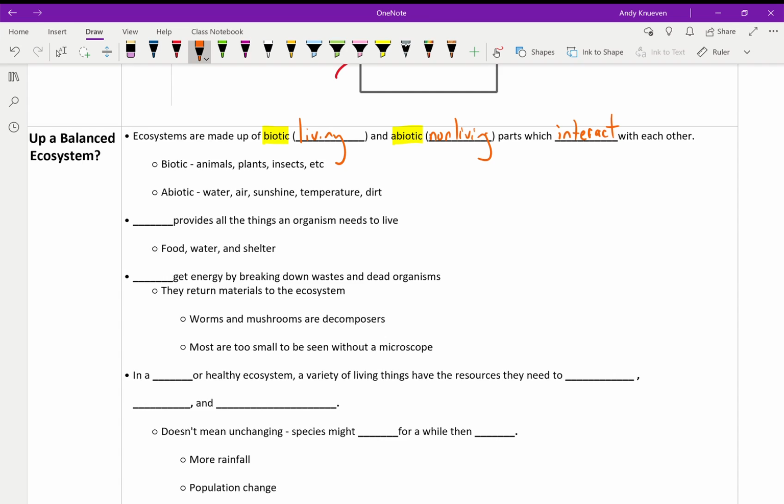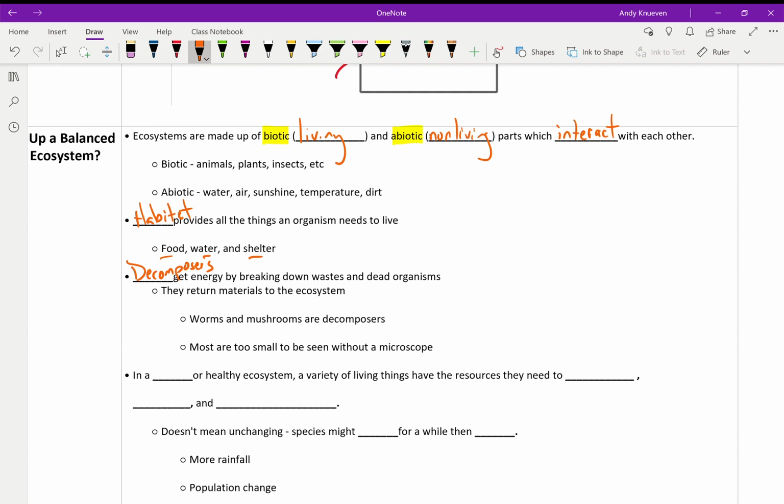Now, all of those abiotic factors create a habitat. And those habitats provide all the things an organism needs to live. Food, water, and shelter are the three things that a habitat provides. Now, decomposers.